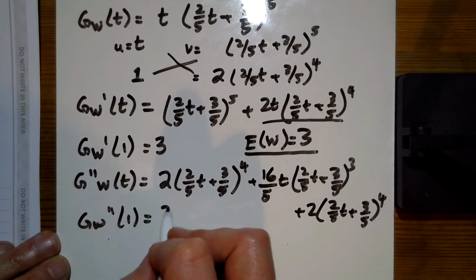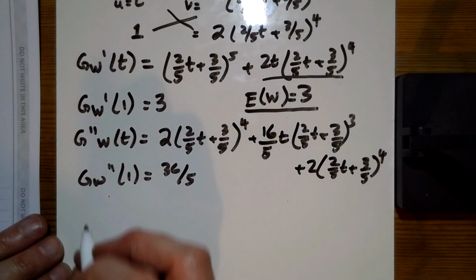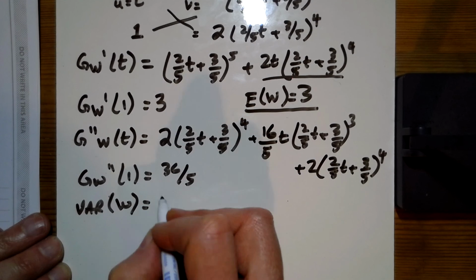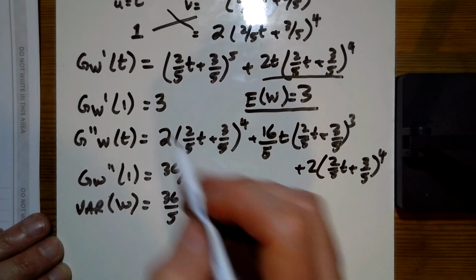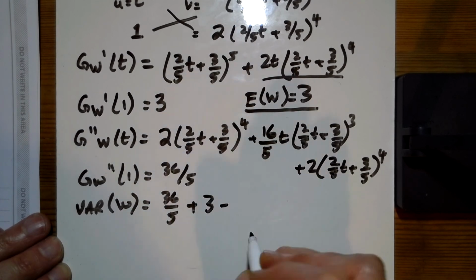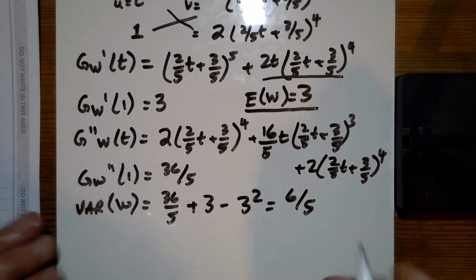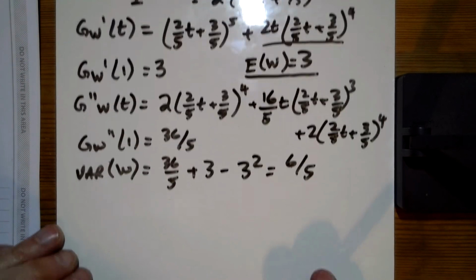Now, when you stick 1 in that, then that gives 36 over 5. And the variance of W is equal to 36 over 5 plus 3 minus 3 squared, and so it gives us 6 over 5. Look, I'm trusting that you can differentiate this here and things like that.